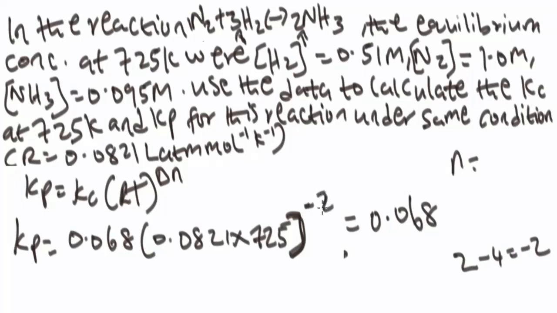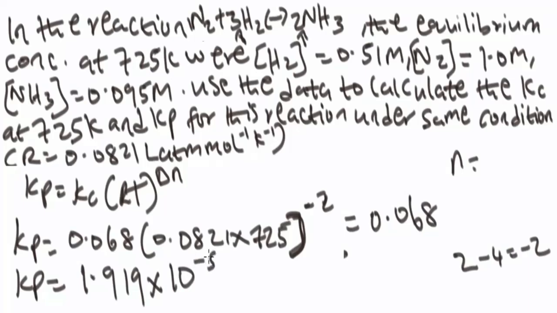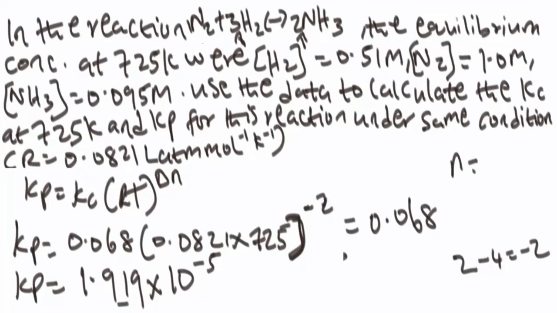Alright, so when you simplify this with the calculator, you're going to have Kp equals 1.919 times 10 raised to the power minus 5, if you are leaving it in 3 decimal places, and this will be the partial pressure equilibrium constant for this problem. So it's as simple as that, guys. Now note that once the change in the number of moles equals 0, Kp will be equal to Kc. That is, the partial pressure equilibrium constant will be equal to the concentration equilibrium constant.